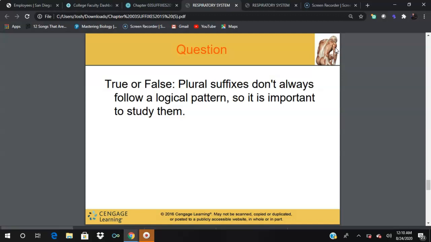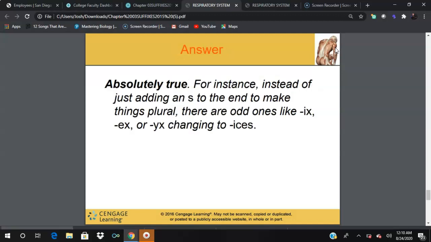Question, true or false? Plural suffixes don't always follow a logical pattern, so it's important to study them. And I think after we just looked at that, we would definitely say that that's absolutely true, okay? So it's not a huge part of this course, but familiarizing yourself with it will make it easier as you go through the medical field, okay?